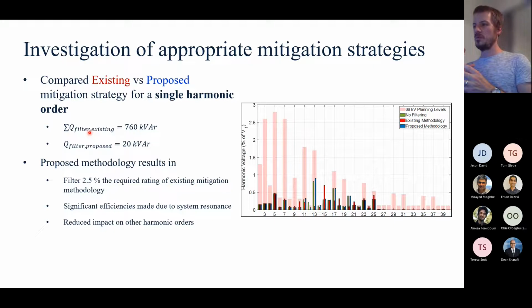So really the biggest finding here is the ratio between the proposed methodology, where we connect the filter directly to the point of concern, compared to business as usual. We come up with a filter that's 2.5% the size of the aggregation of all of the filters in business as usual. And also, importantly, what we find is that with the proposed methodology, not only is the filter smaller, but the overall impact that the filters have on the remaining harmonic sources and the impedance is significantly reduced.